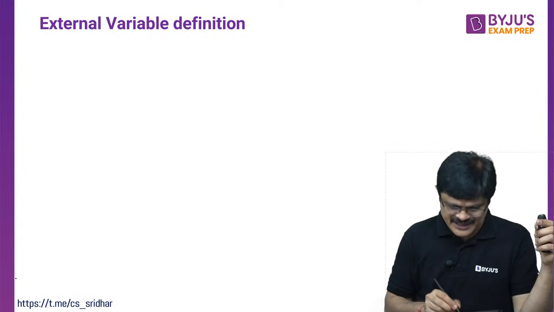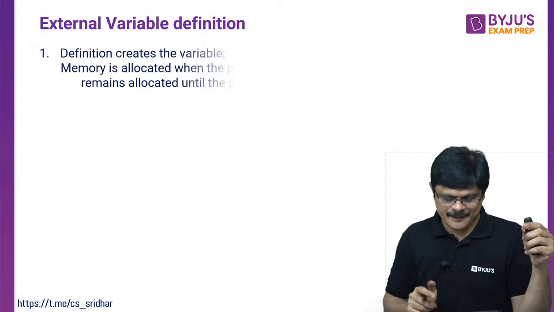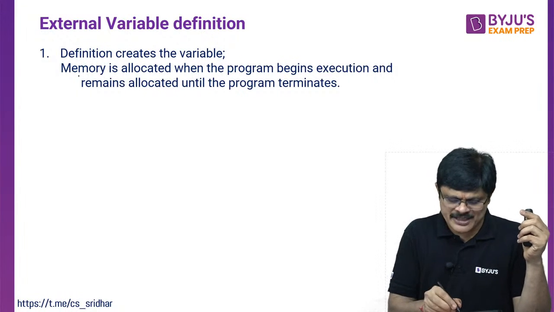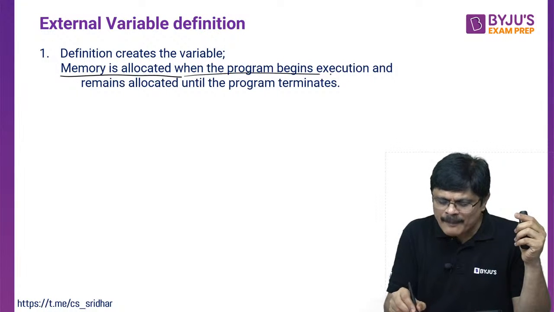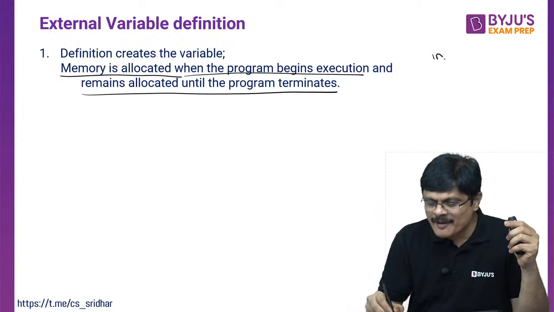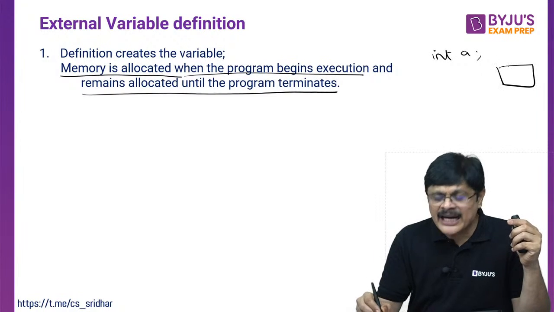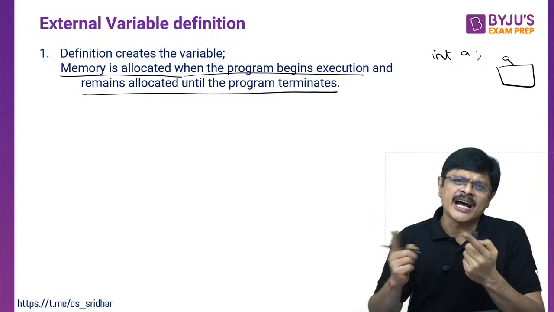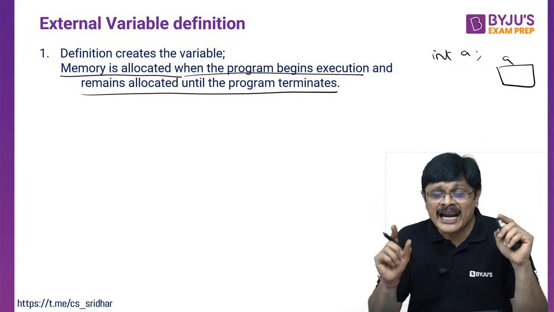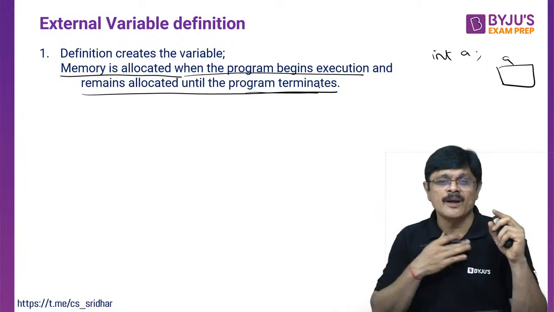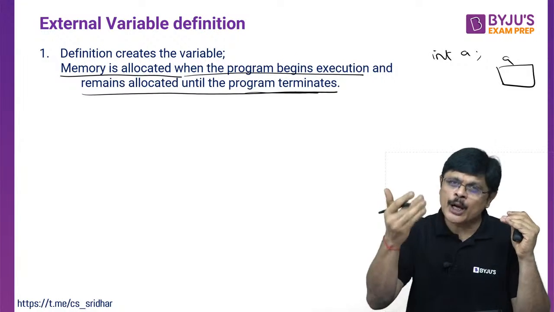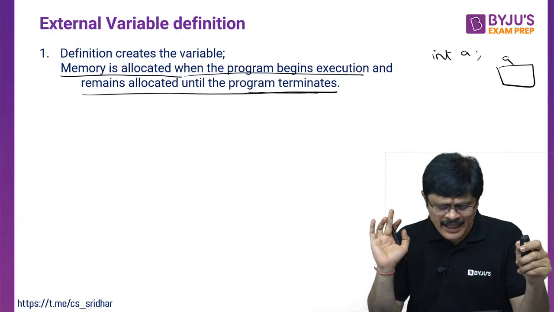Now let us try to understand the difference between definition and declaration. See, definition creates the variables. Generally, these are global variables. Memory is allocated when the program begins execution and remains allocated until the program terminates. So when you create a global variable, the memory is allocated in the data segment, uninitialized or initialized, and it will remain till the program terminates. The value persists between function calls. Am I clear?